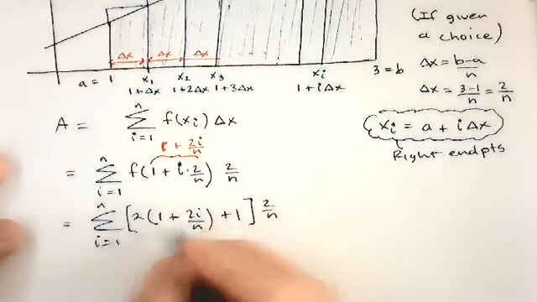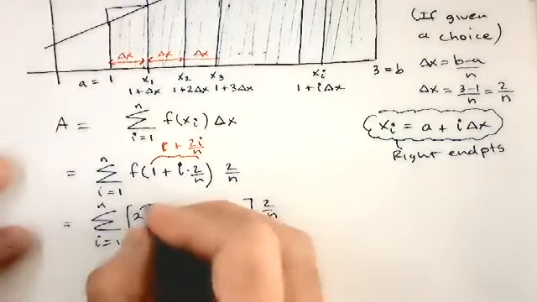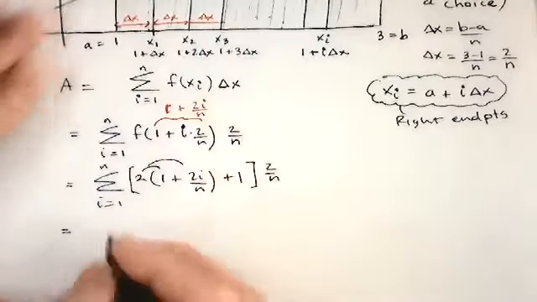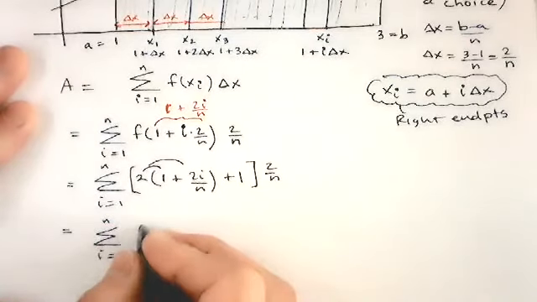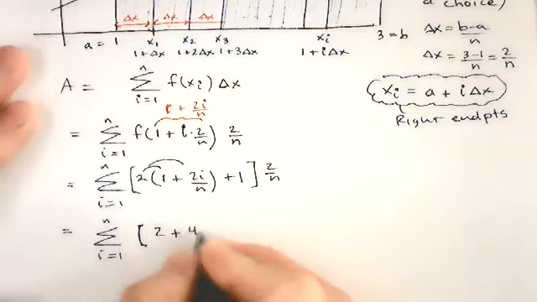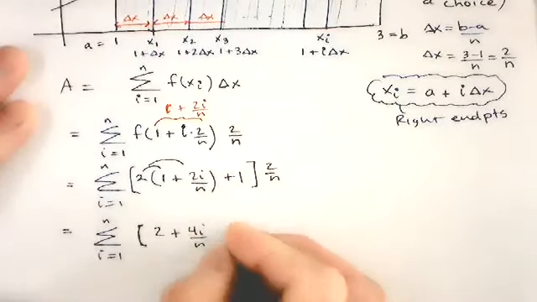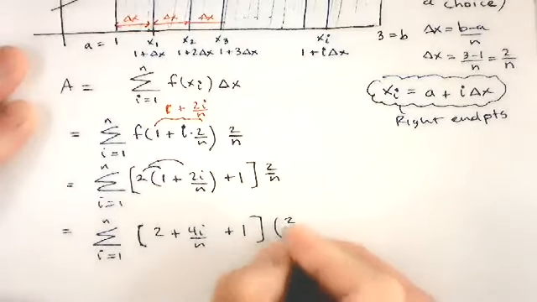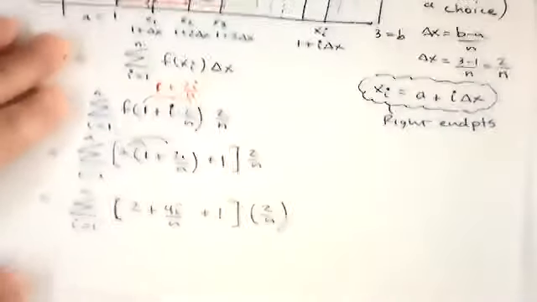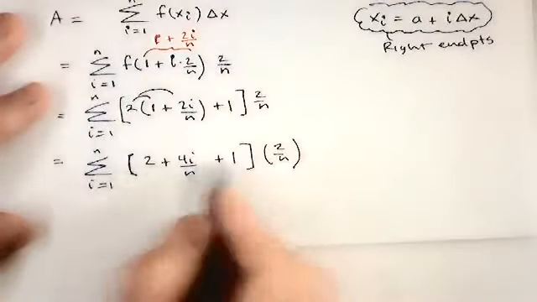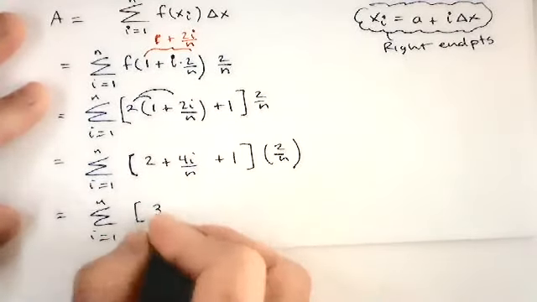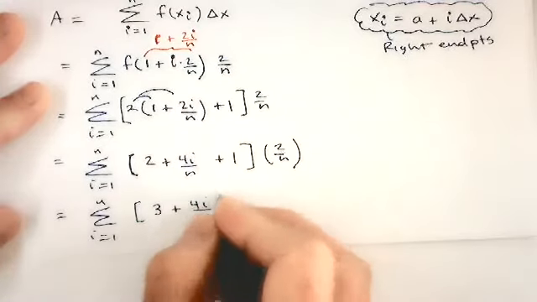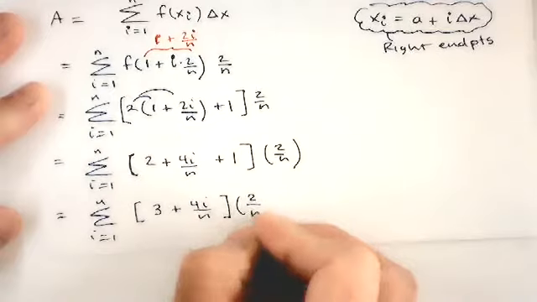And then let's simplify this a little bit, and then we'll bring the limit in. So if I distribute this 2, this is now 2 plus 4i over n, and then I have this plus 1. And then I could combine these two here. So that's really 3 plus 4i over n times 2 over n.